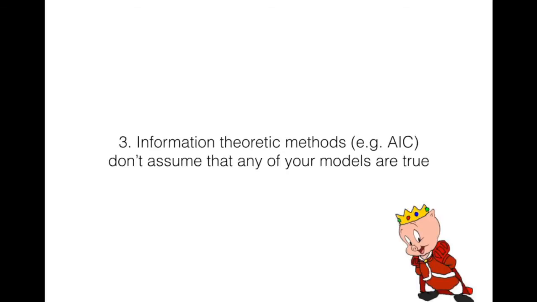Another advantage to using maximum likelihood in an AIC framework, that is using information theoretic methods, is that when you're comparing AIC scores, what you're assuming is that all of your models are simplifications of some unknown true model. In other words, you don't have to assume that any of your models are true. What you assume is that the different models are approximations of the truth, and you try to choose the model that's the most efficient approximation.